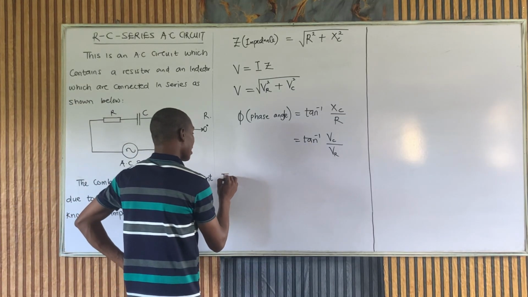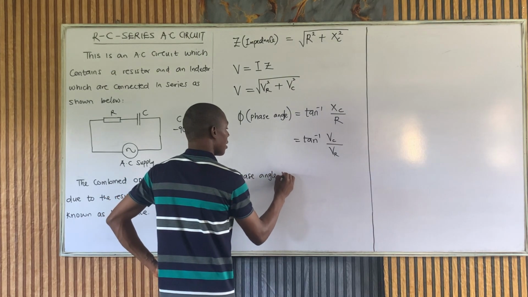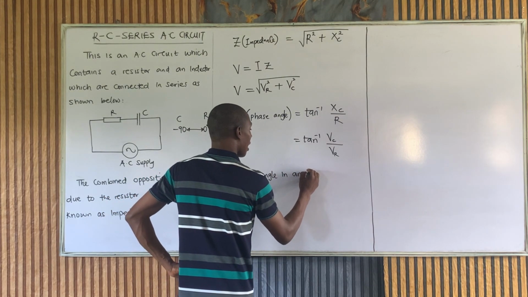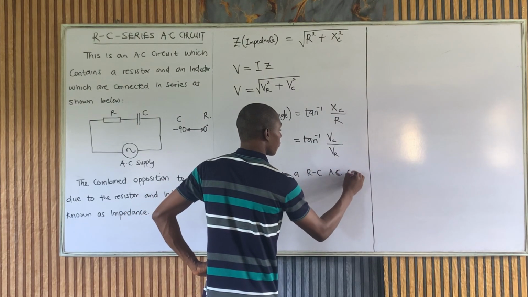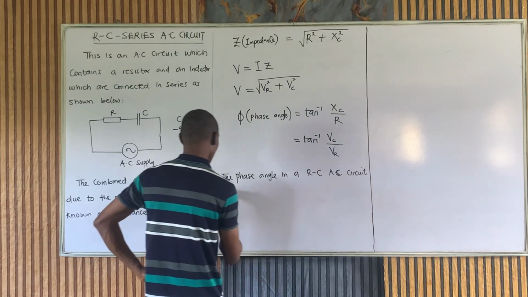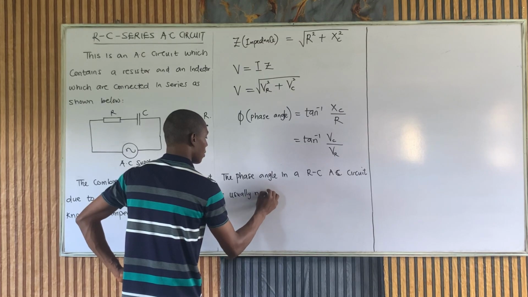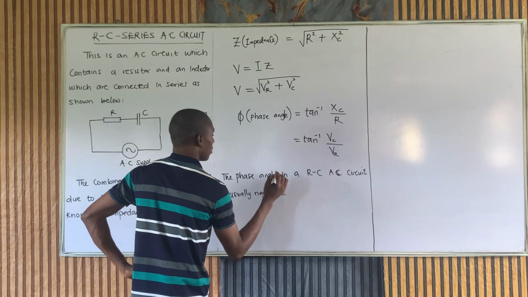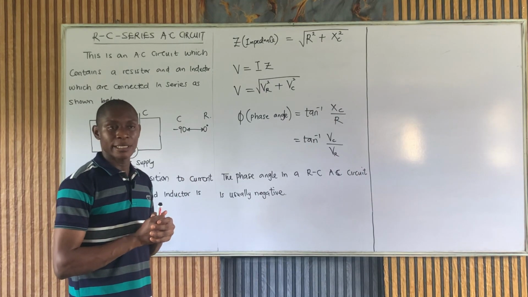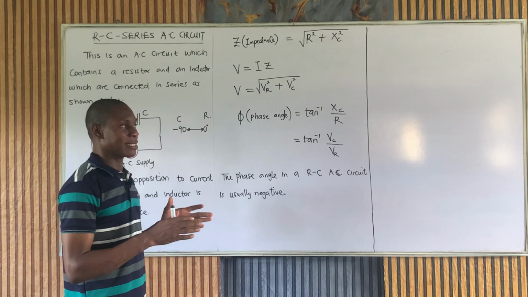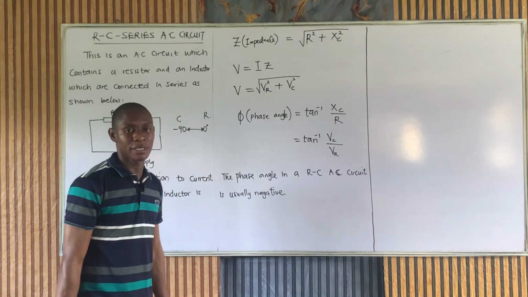So the phase angle in an RC AC circuit is usually negative. And so it means that the voltage will still be lagging the current, but by an angle that is greater than minus 90 but less than 0 degrees.